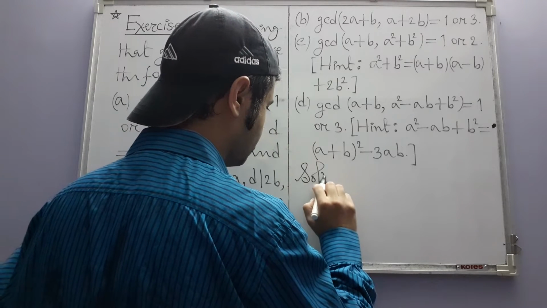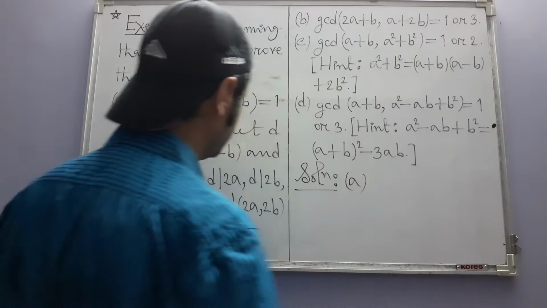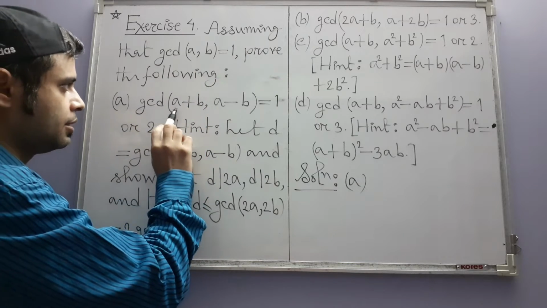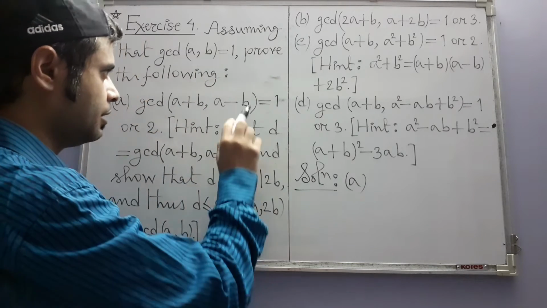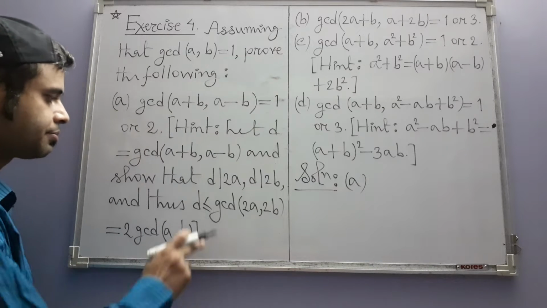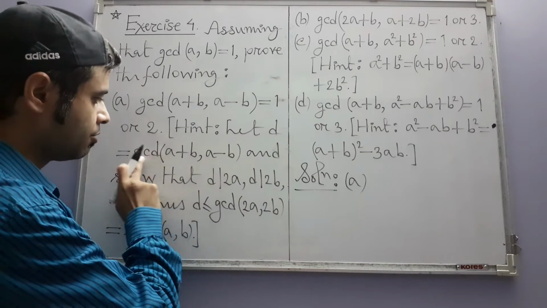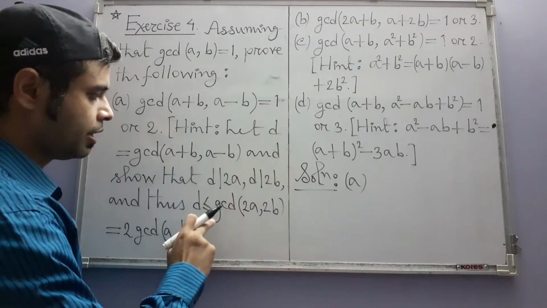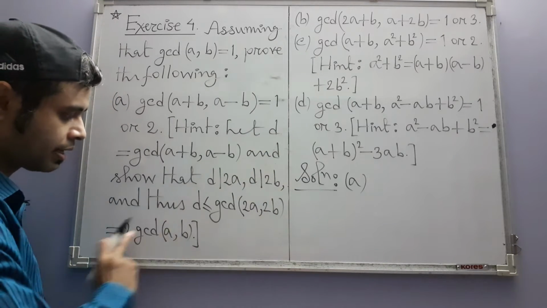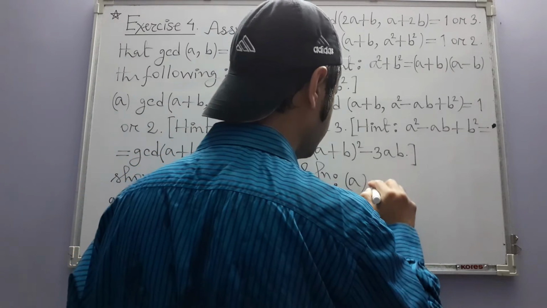So in the first part, A, we need to prove that if this is the case, then the GCD of a plus b and a minus b is 1 or 2. In fact, a hint is also given. If we denote this GCD by D, we have to show that D divides both 2a and 2b, and then we can apply some things like this. So let's see what we can do.